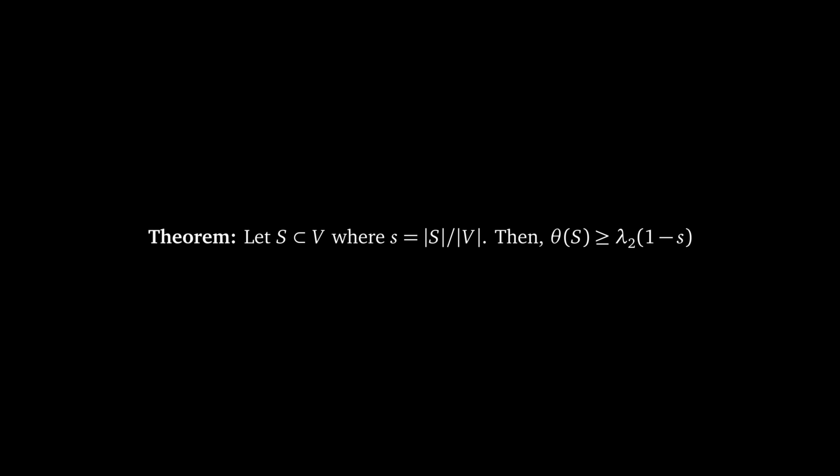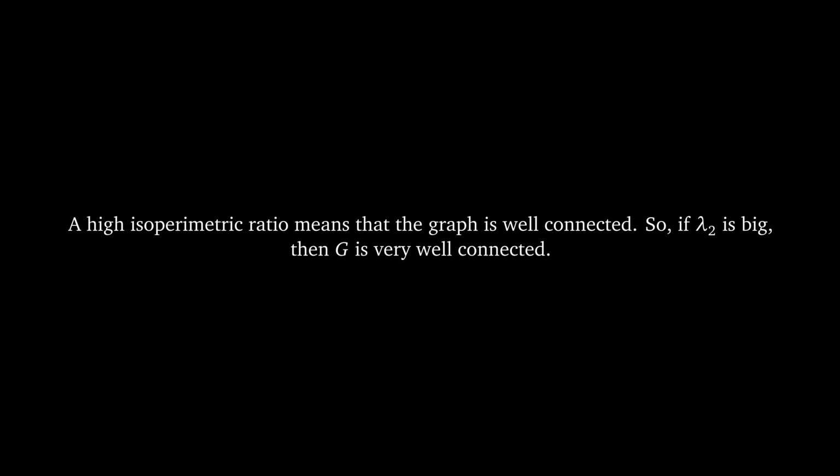Earlier we saw that lambda 2 determines whether the graph was connected or not. Here we'll see that lambda 2 actually provides a lower bound for our isoperimetric ratio. This should make sense because we know that a high isoperimetric ratio means that the graph is well connected. So if lambda 2 is big, then our graph is very well connected. Let's see an example of this.